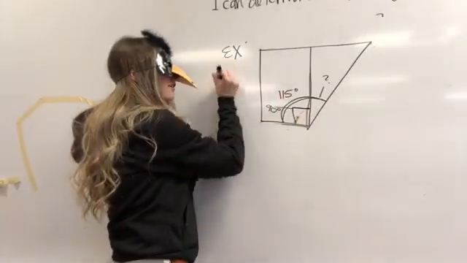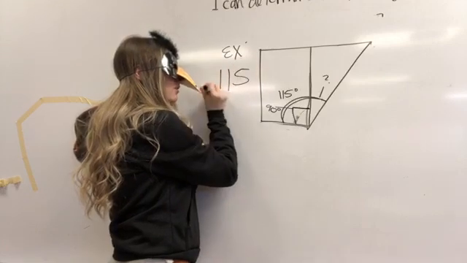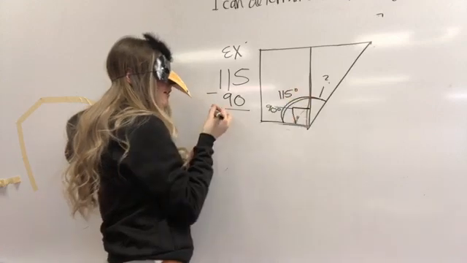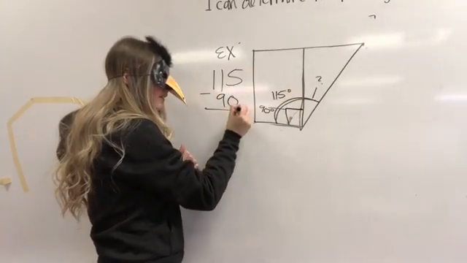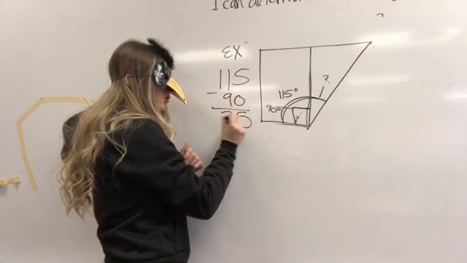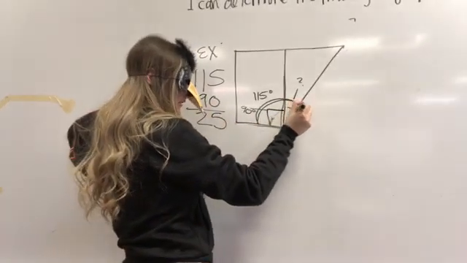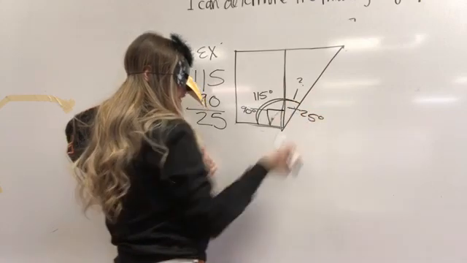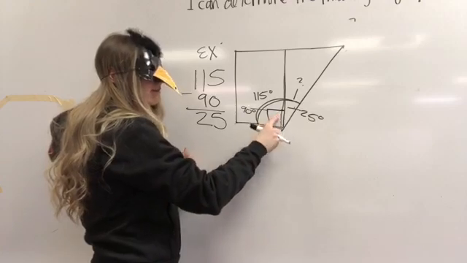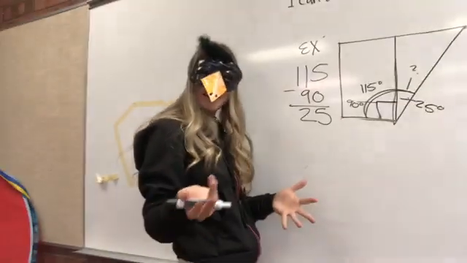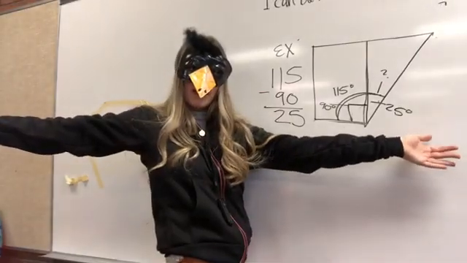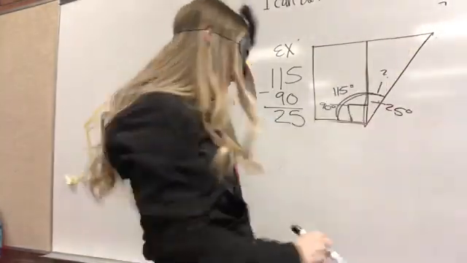So let's take our total. We know we have 115, and we know that this angle is 90 degrees. So we need to figure out what's left. Well, 5 minus 0 is 5. 11 minus 9 is 2. So we know that this leftover angle is 25 degrees. They didn't tell us the 90, but we knew it was 90 because it was a right angle. It's good to know that right angles are 90, straight angles are 180, and full circles are 360.